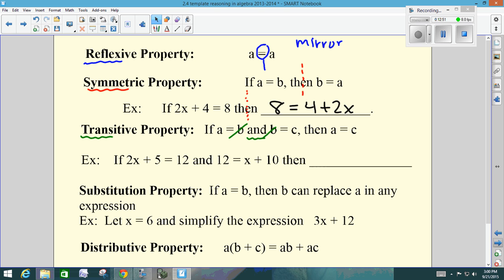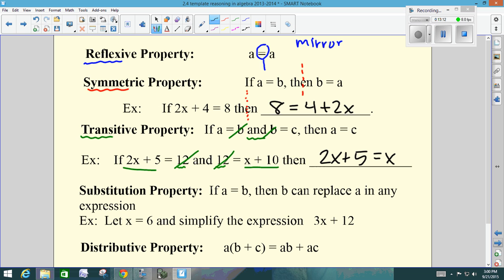Okay? So in your example, if 2x plus 5 equals 12, and 12 equals x plus 10, well, 2x plus 5 is equal to 12. But x plus 10 is equal to 12. So since they're both equal to 12, we can just get rid of it and set them equal to each other. 2x plus 5 equals x plus 10. Transitive property. We'll have the word and in it, and it eliminates the middleman, the thing they have in common.